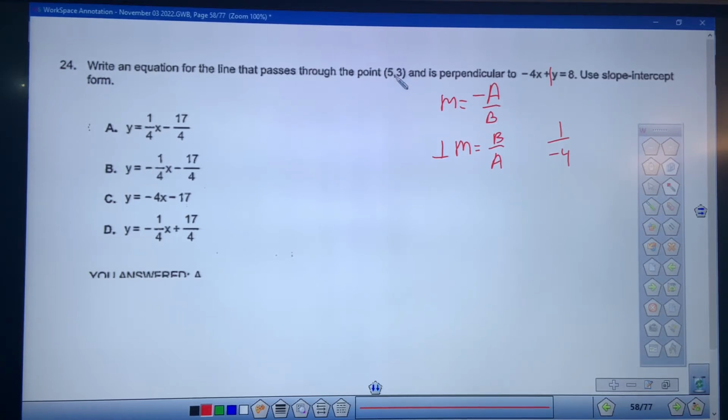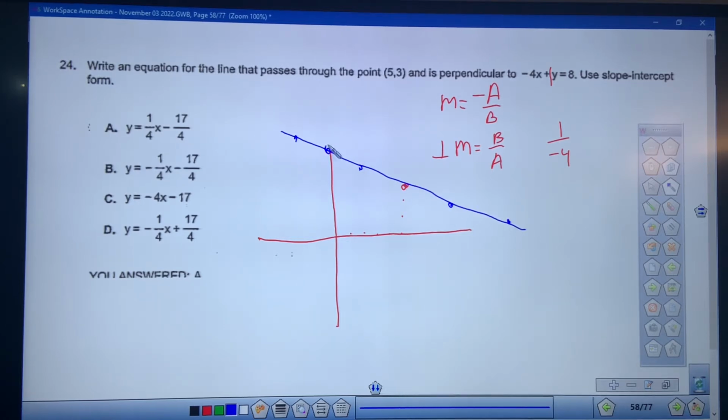It goes through 3, 5. I'm going to do this little trick. So I'm going to go right 1, 2, 3, 4, 5, up 1, 2, 3. And notice my slope is down 1 over 4. So I go down 1 over 4, down 1 over 4, up 1 over 4, up 1 over 4. And notice, my y-intercept is going to be positive. So my slope is negative, but my y-intercept has to be positive. Choice D.